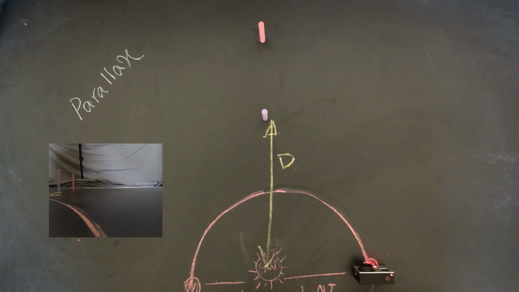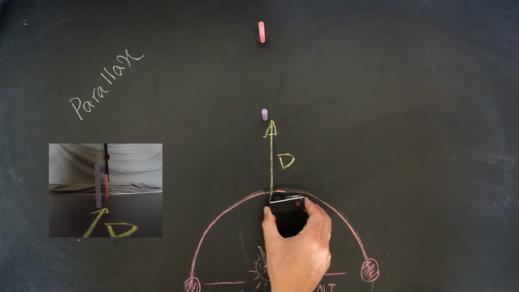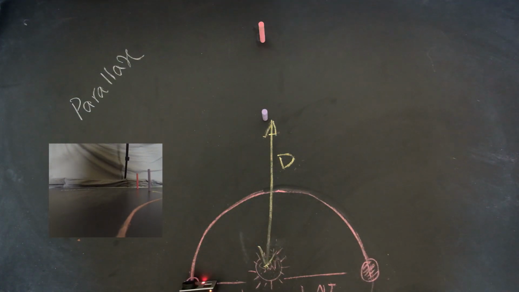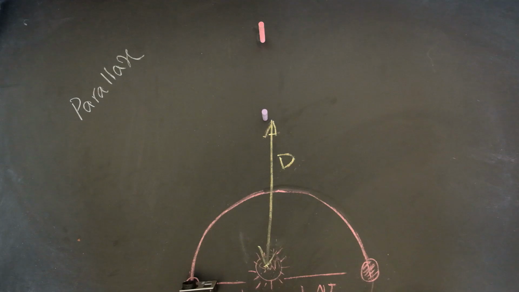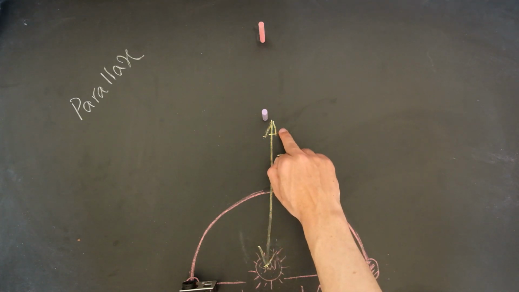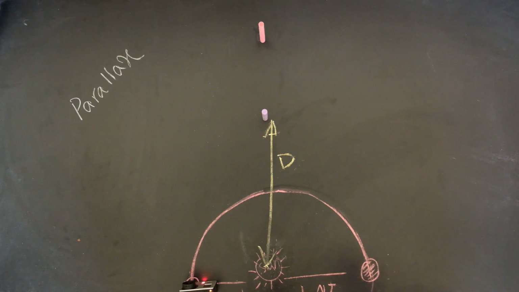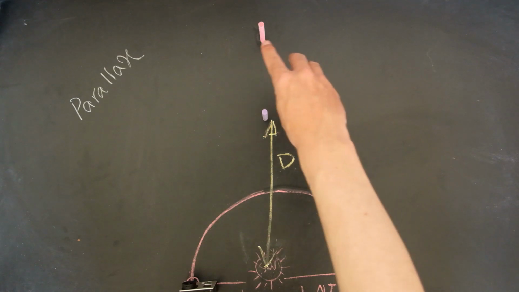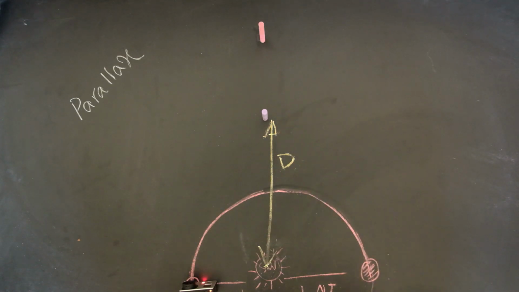So we do one observation at this point, then 6 months later we do a second observation from this point, and we take this average angle and we find this parallax angle. Okay, and using that parallax angle we can calculate the distance between our solar system and a specific star. So our goal is to get this distance d. So don't worry about the background. This background is just as a reference.